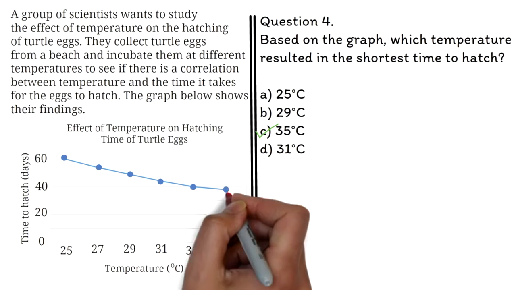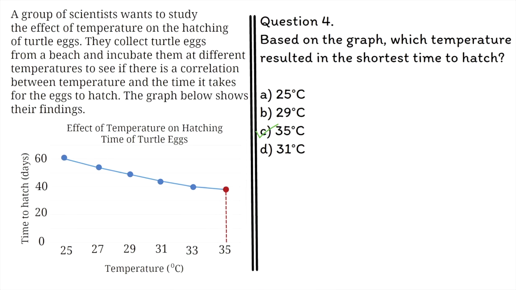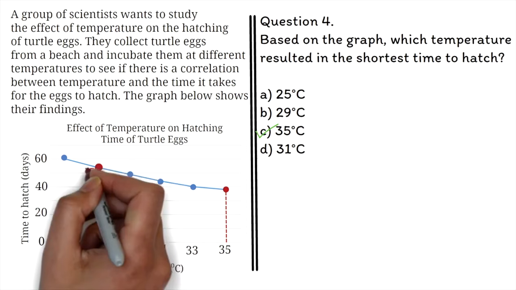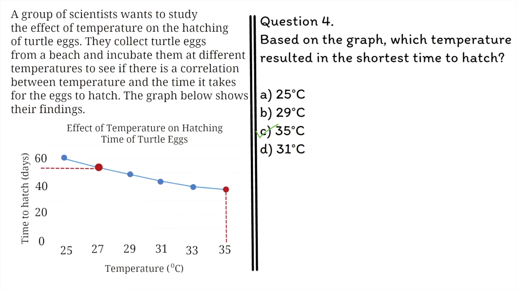That point will be this. Then look for the temperature that corresponds to it. That temperature is 35 degrees. Please note that it's not always possible to get exact values on a graph. You need to make your best guess. For a point like this, if we want to find the number of days, the exact value has not been given. We can estimate it to be 53. It's above 50 and below 60.